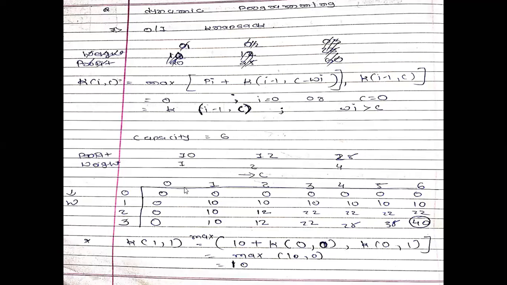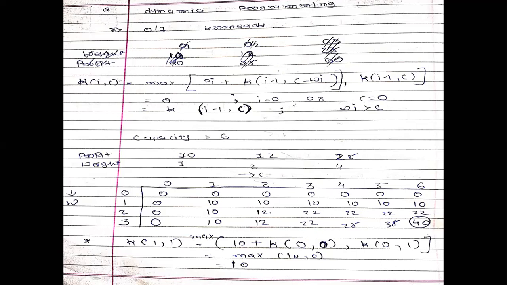Okay. So for column indexes you have to take your total capacity from 0. So total capacity is 6, so 0 to 6. And for row indexes you have to consider the total number of items, so that is 0 to 3. Okay. Now you can see that here you have 3 formulas.